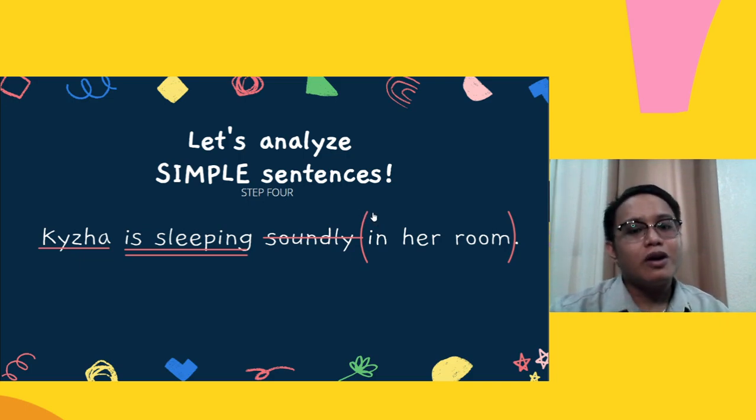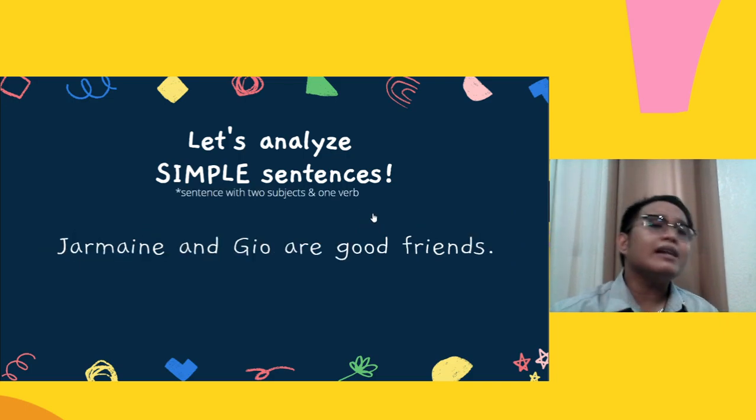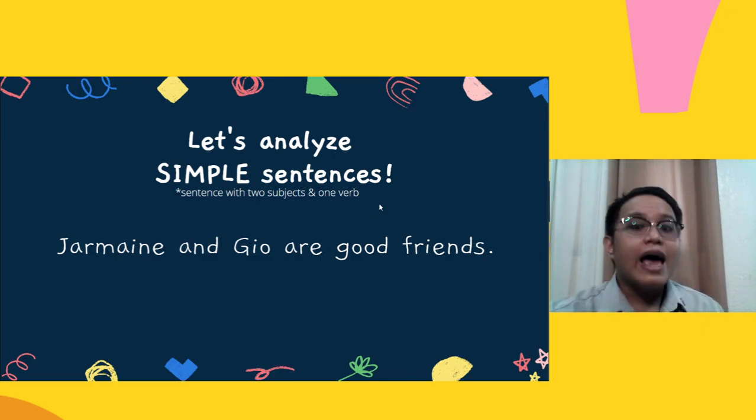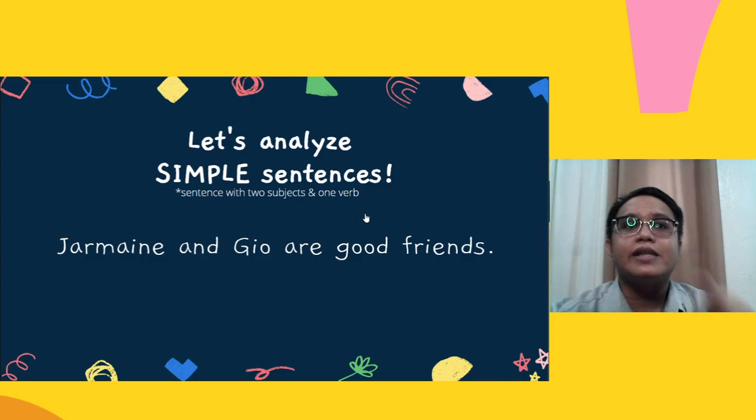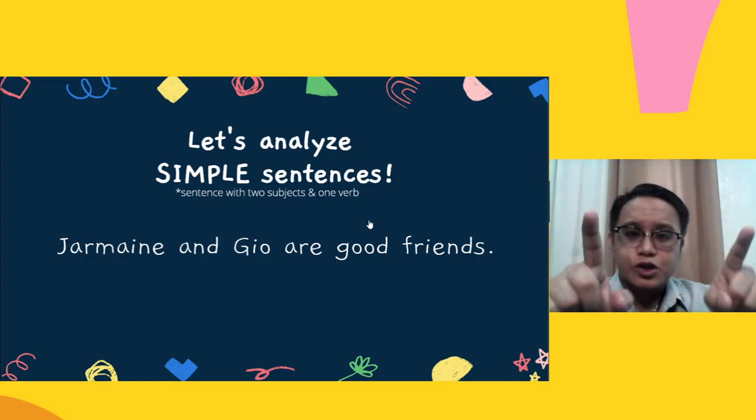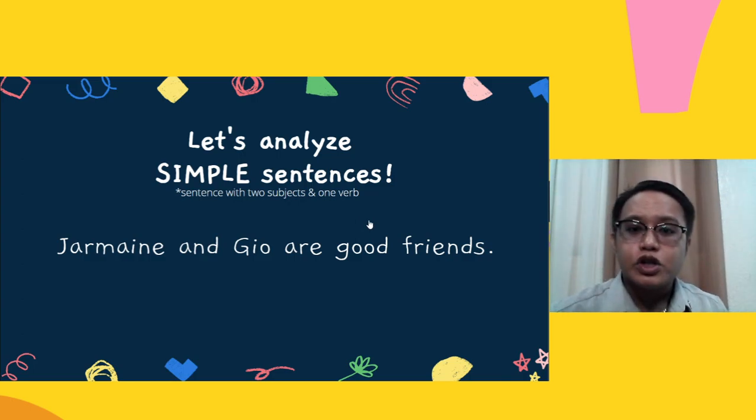Okay? Let's go to another example. Now, this is still a simple sentence, but there are two subjects and one verb. Okay? So, Jermaine and Gio are good friends. Okay? So, let's analyze this one. First step is we're going to put in parentheses the prepositional phrases. Let me ask you, is there a preposition in this sentence?